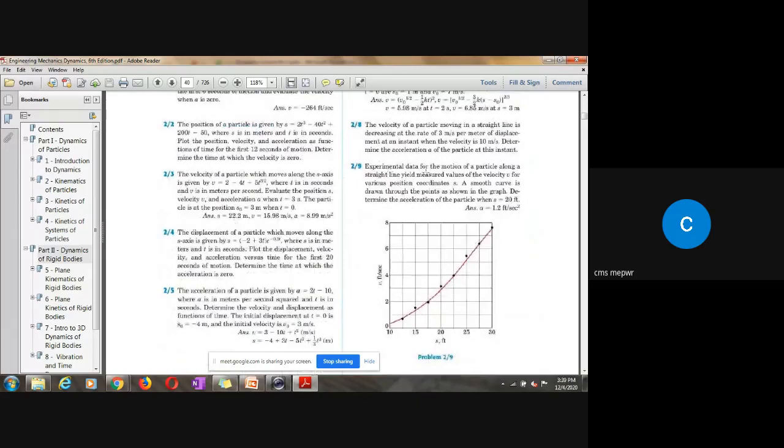2.9 Experimental data for the motion of a particle along a straight line yield these values for v at various positions versus coordinate s. So look, there is a curve: on one side you have velocity, on the other side displacement, and between them there is a smooth curve. A smooth curve is drawn through the points as shown. Determine the acceleration of the particle when s is equal to 20 feet. If s is 20 feet, you have to find the value of acceleration from it.